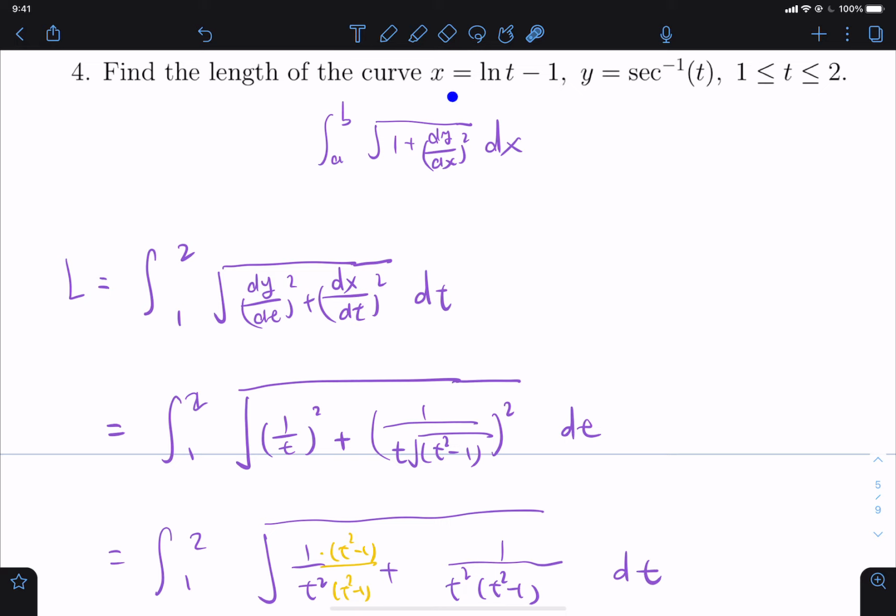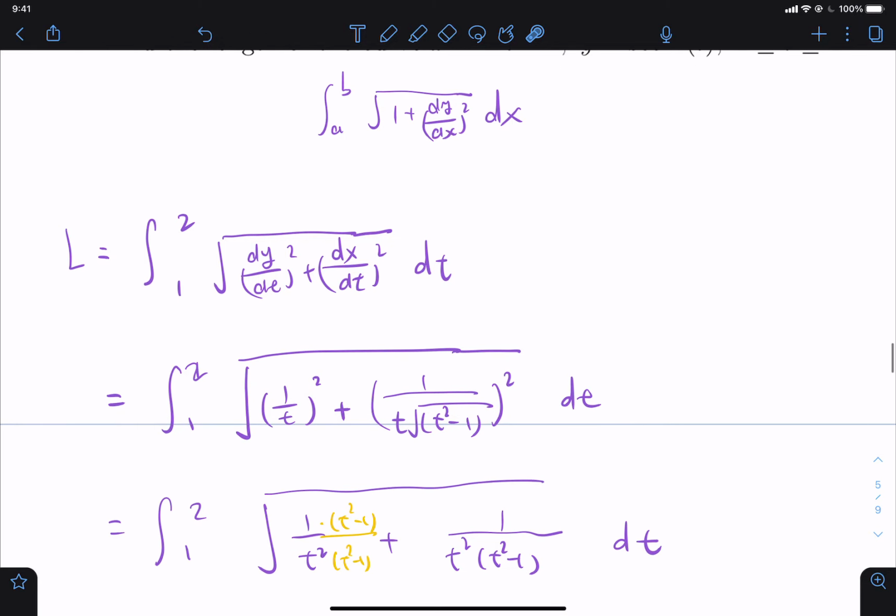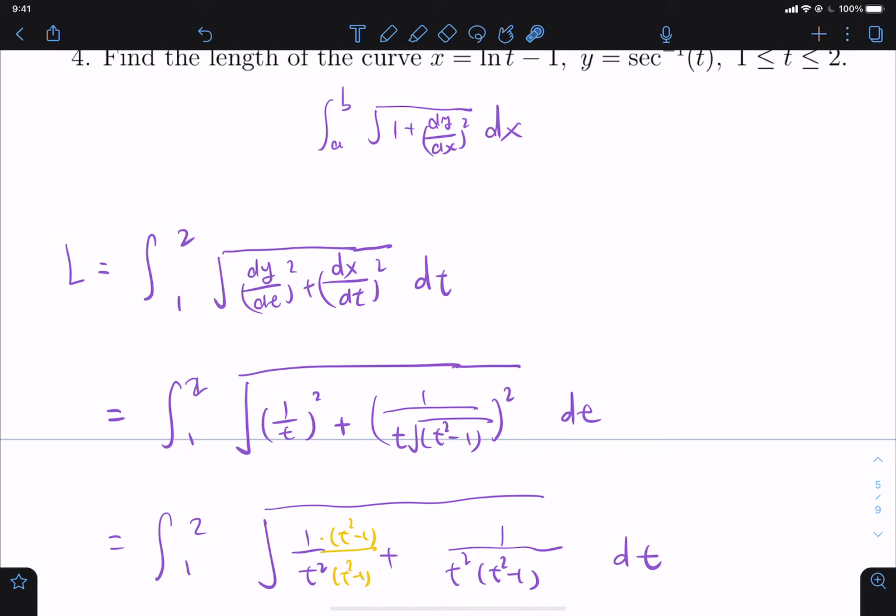Instead, we're going to use the parametric form because it's more convenient to express both x and y with t. So it's the same idea, but we replace this form with dy over dt squared plus dx over dt squared, and the integral is with respect to t, so it's dt here. And of course we didn't change the bounds, lower bound and upper bound. According to t was given in this range, so it's going to be from 1 to 2. Okay, and then we just substitute everything in here.